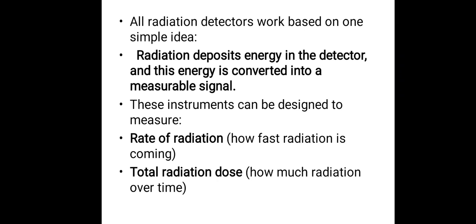All radiation detectors work based on one simple idea: radiation deposits energy in the detector and this energy is converted into a measurable signal. The instrument can be designed to measure the rate of radiation, which is how fast radiation is coming, and the total radiation dose, which is how much radiation over time.